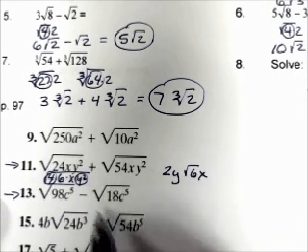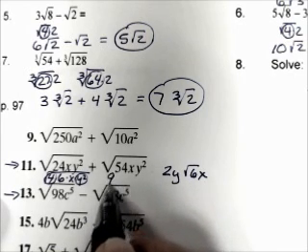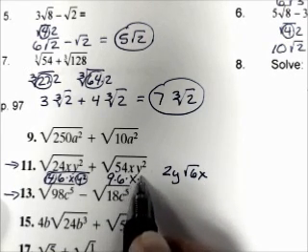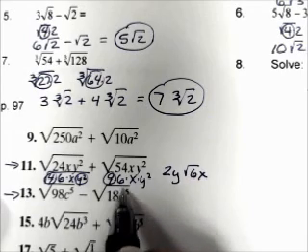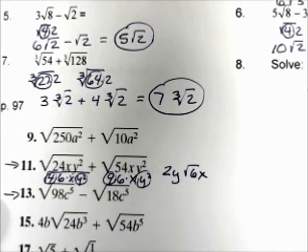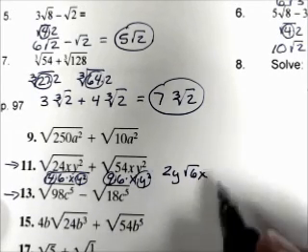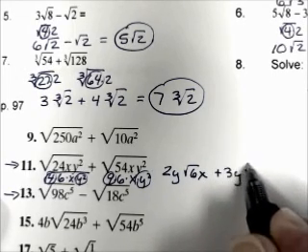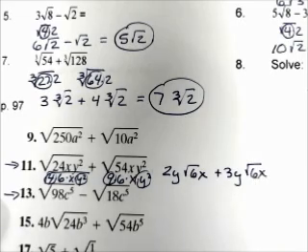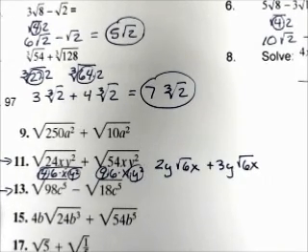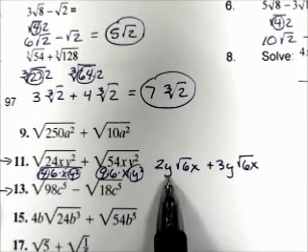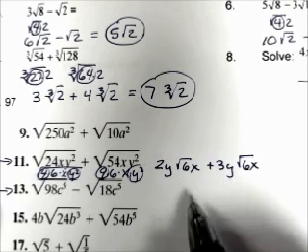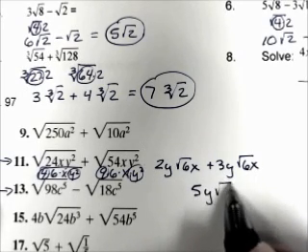For 54, 9 times 6 times x times y squared. Take their square root of 9y squared, that's 3y. Square root of 6x. Combining 3y plus 2y, that's 5y, square root of 6x.